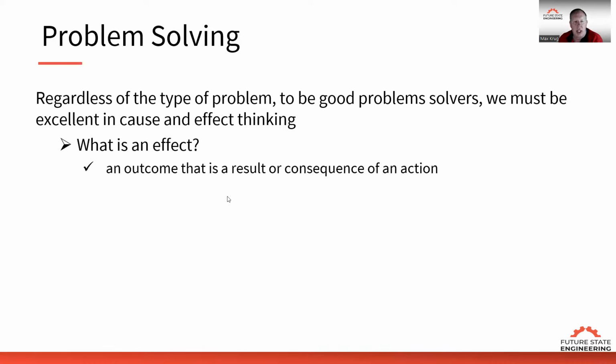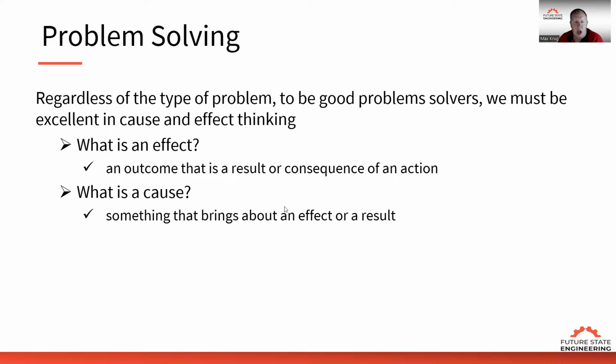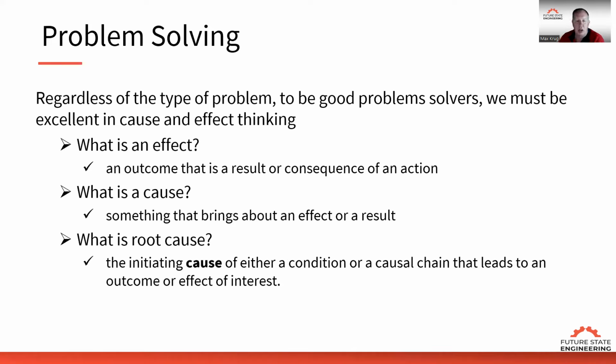So what is an effect? That's the outcome or result or consequence of some action. We typically have some special cause event that causes the process to deviate, and that creates the effect. What's the cause? It's something that brings about the effect or result. So we have to understand what created that effect. And then, of course, we have to get to the root cause, which is the initiating cause or the causal chain that leads to the outcome or effect we're dealing with. So we need to be good problem solvers. When we have an issue that makes us want to change the process or put a subsystem in place, we need to step back and say, stop. Let's analyze this and figure out what's going on.